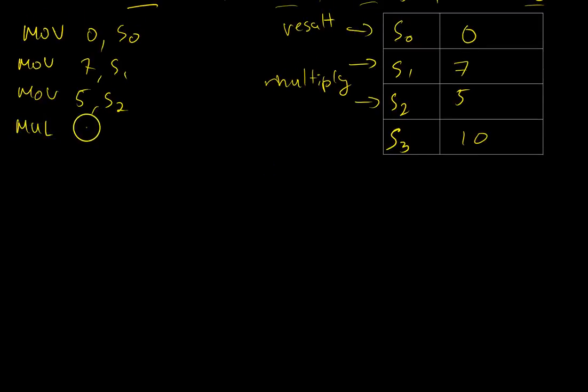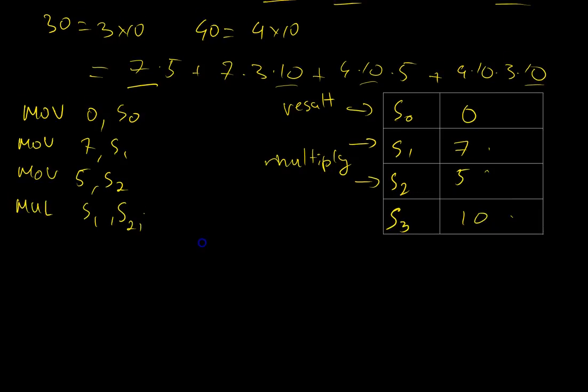And we use the multiply instruction that we've defined. So S1, multiply S1 by S2, and now we need to store it somewhere. Now, as you can see, our slots are all used up. So we're using S1 to hold 7, S2 to hold 5, S3 to hold 10. Oh, actually, I haven't actually even done that. So let me just fix my mistake really quick.